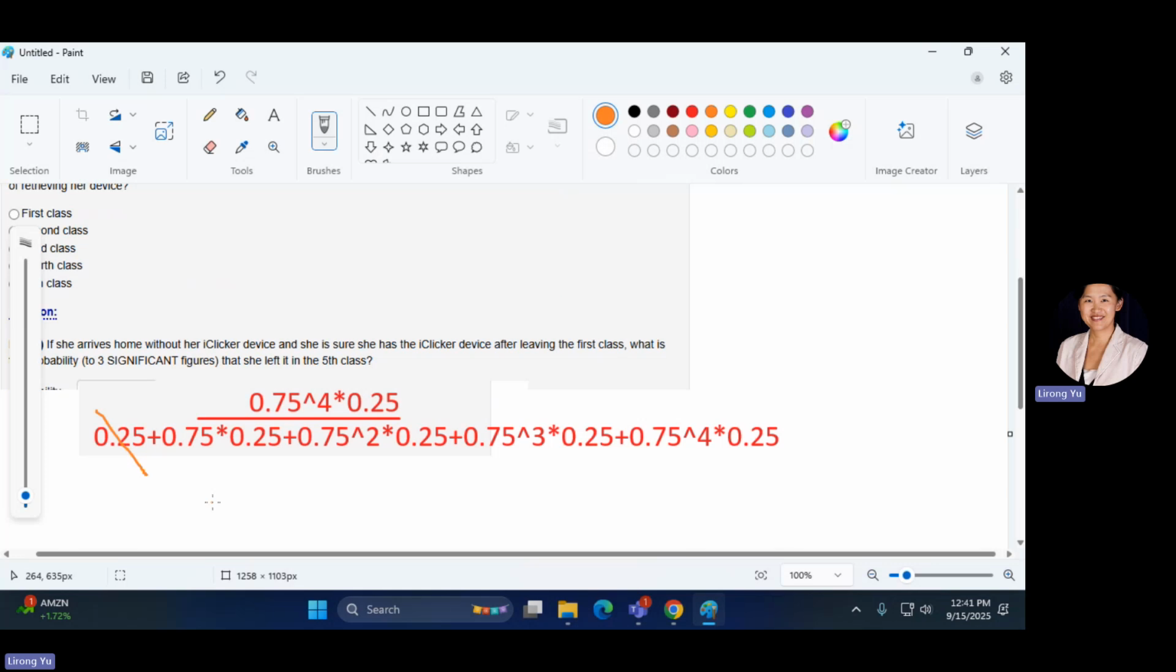So the probability she left it in the fifth class is not in the first four classes, in the fifth class. The numerator will be that. But the denominator should be everything that has no clicker. That means 0.75 to the power 5 is not in the denominator. You have to take that one out because she's sure she didn't leave it there, that is the probability for leaving the clicker in the first classroom. So without that part, everything else calculated and divided should be the probability for the last part. Are we okay?